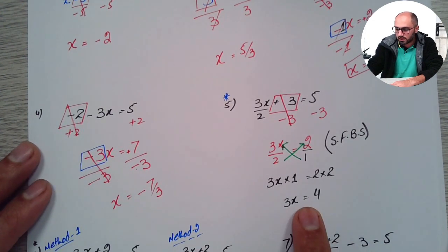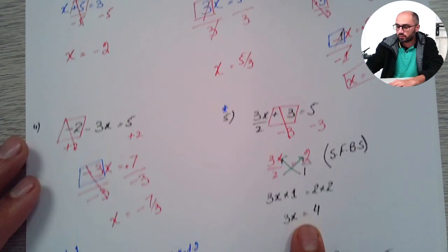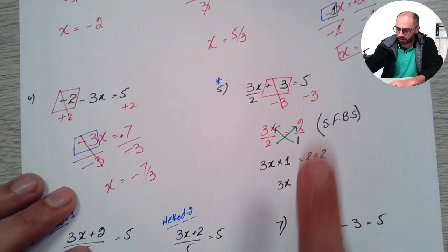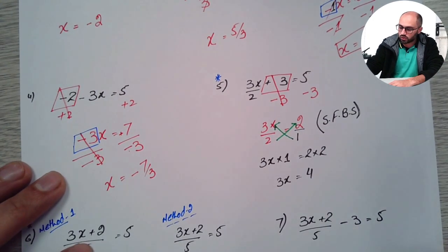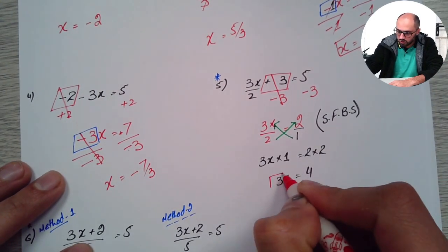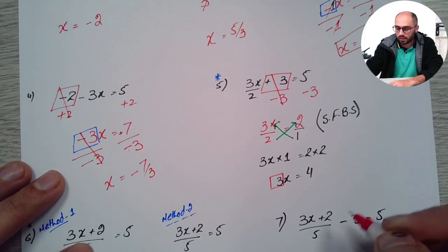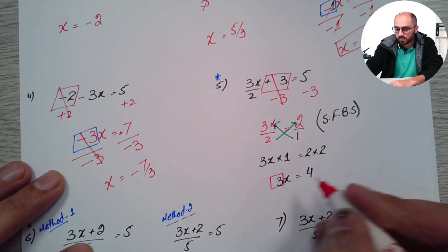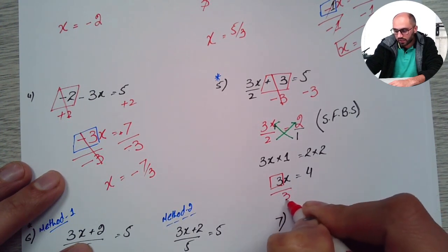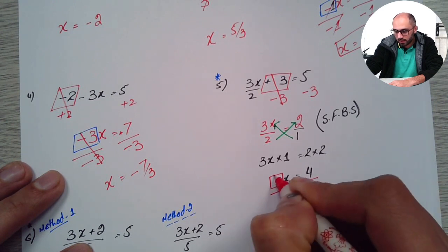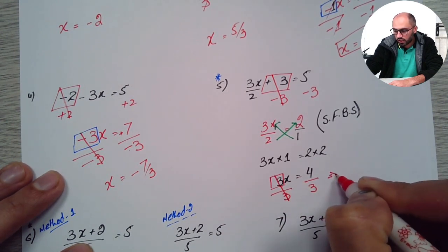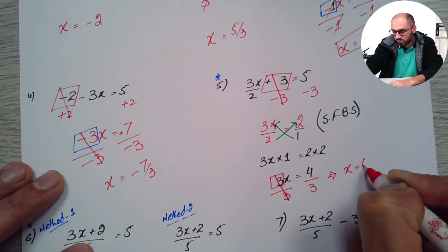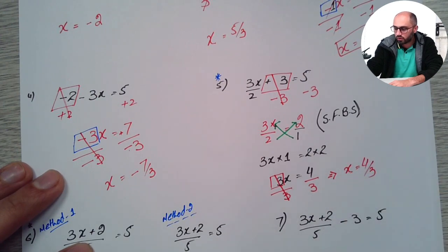Now this is exactly the same as question number 2. You can see that one. They're both the same. How do I solve this? I now need to put a box on 3. And then because 3 is being multiplied to x, I'll divide both sides by 3. These two will cancel out, leaving me with x being equal to 4 over 3.